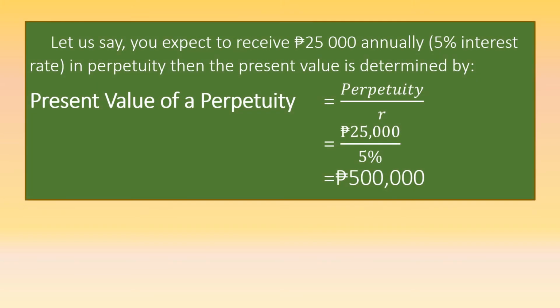Let us say you expect to receive 25,000 pesos annually, with a 5% interest rate. In perpetuity, the present value of a perpetuity is equal to the cash flow over R, wherein R is our rate. So we have 25,000 pesos divided by 5%. So the present value of our perpetuity is 500,000 pesos.